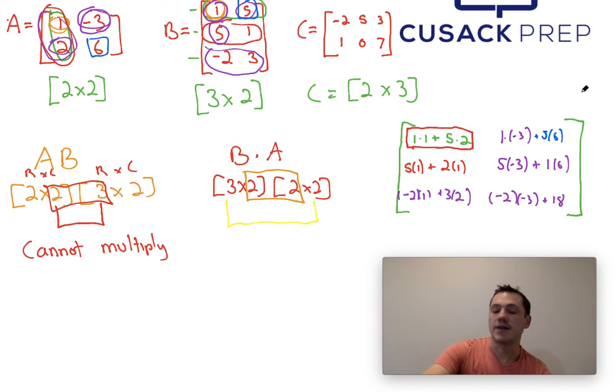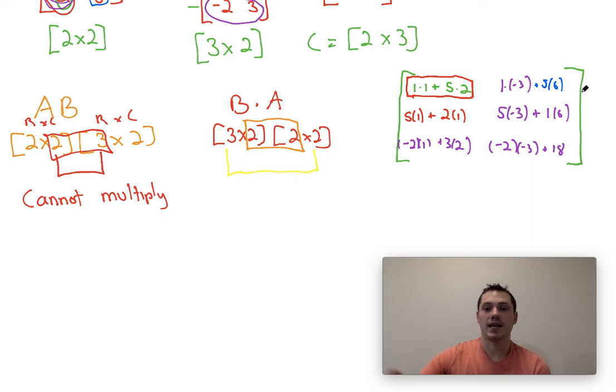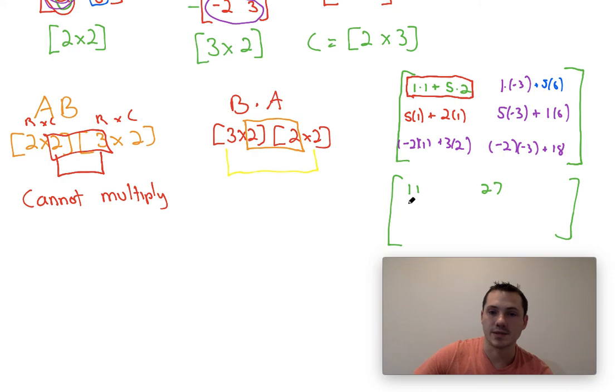Now, once I have this, obviously you're not going to leave it in this form, but you're going to simplify each of these individual spaces. 1 times 1 plus 5 times 2 is 1 plus 10, which is 11. Negative 3 plus 30 is going to give me 27. 5 plus 2 is going to give me 7. Negative 15 plus 6 is going to give me negative 9. Negative 2 plus 6 is going to give me 4. And 6 plus 18 is going to give me 24.